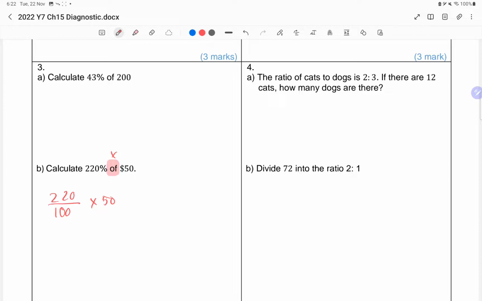So do 210 over 100 times by 50. Now, the method that you did was more for mental calculation, so it's for estimation in real life. But in math, you want accurate, so you would use a more accurate method. Like 220 over 100 and simplify 50 and 100. That would be 1 and this one would be 2, which is 220 over 2, which is $110.